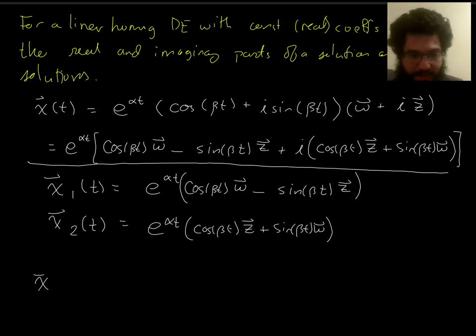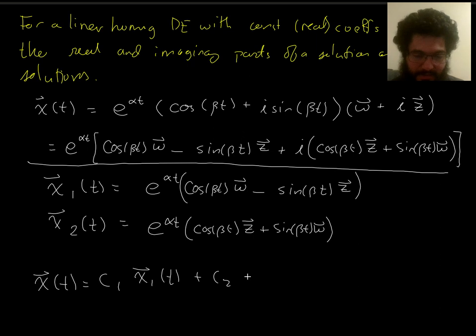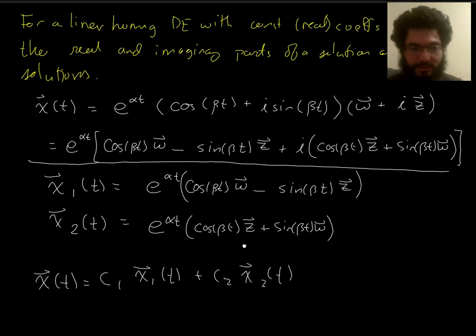So now we can finally write the general solution. It's c1 this plus c2 that. And we can do our usual thing. Given initial conditions, we can solve for c1 and c2 to satisfy the initial conditions.